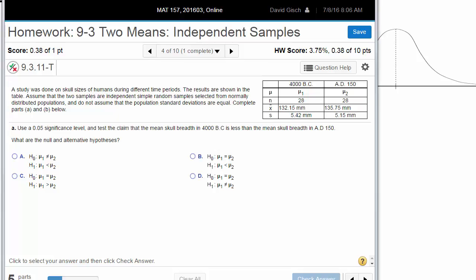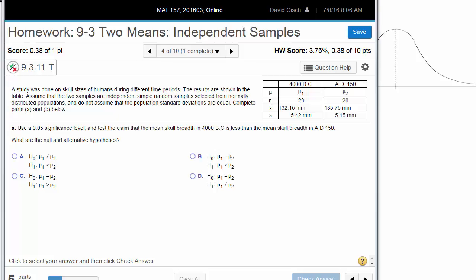Alright, so it's pretty obvious when you're doing the homework. It says two means, so you know you're doing two means. But let's say you don't have that label, like on an exam. So how do you know what you're doing? Well, look at the table. There's an X bar. So if I have X bar, it's very, very likely that I'm working with means. But if you read Part A, at a 0.05 significance level, test the claim that the mean skull breadth is less than. So yeah, clearly I'm working with two means here.